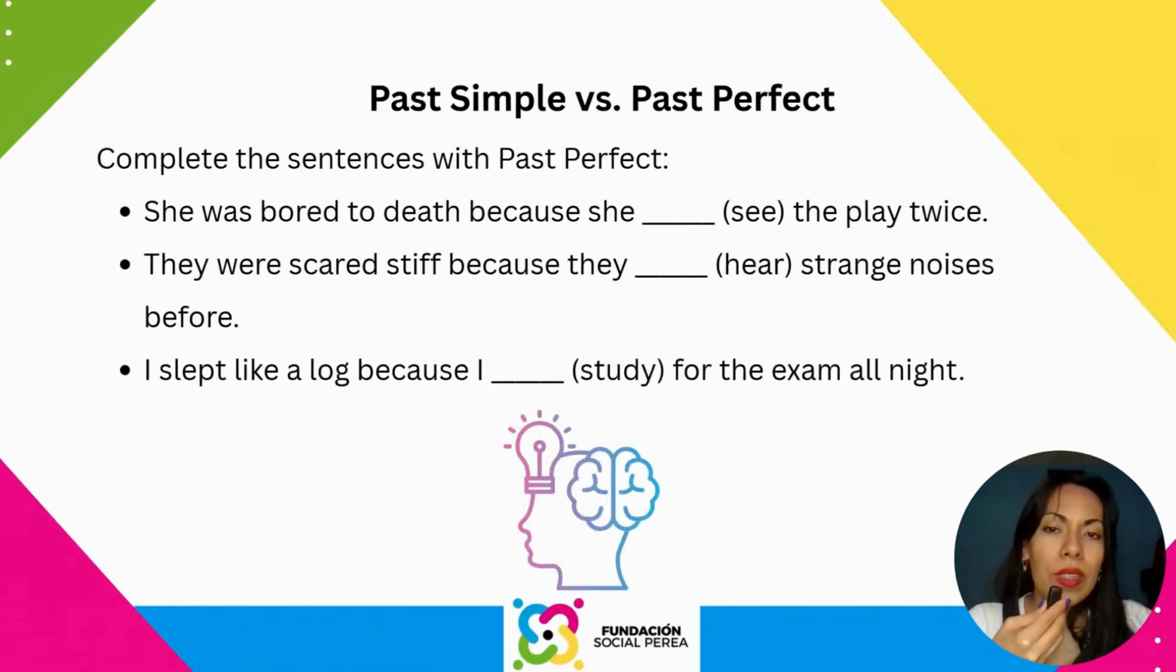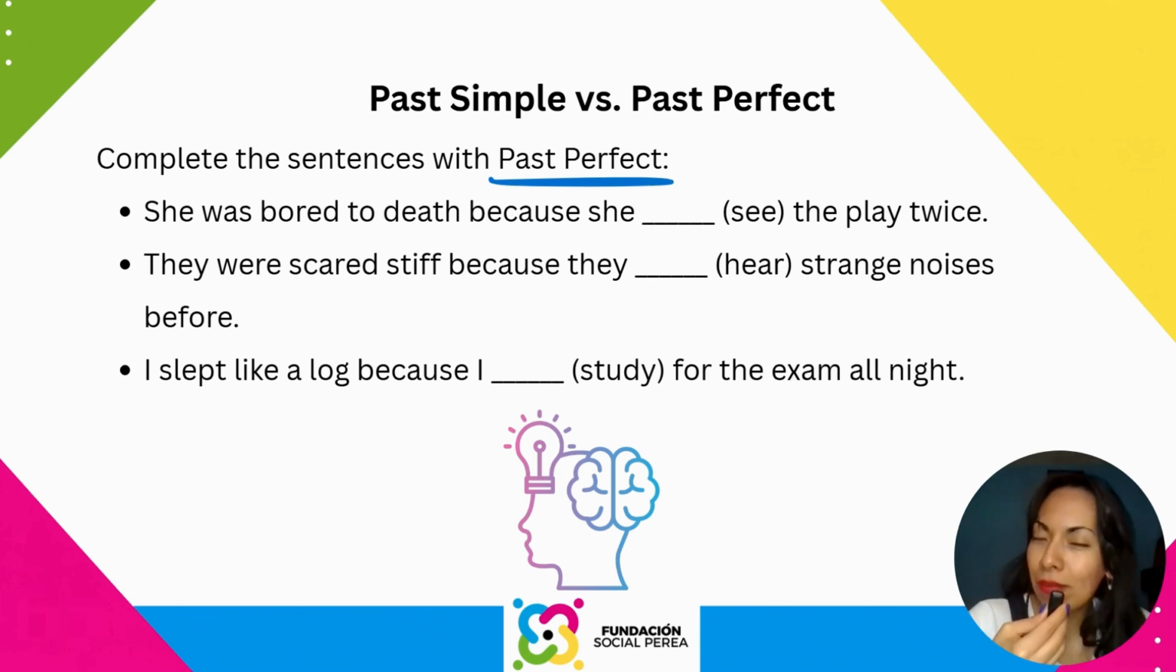Here we're going to try to do some exercises. Complete the sentence with past perfect. "She was bored to death because she see the play twice." "They were scared stiff because they hear strange noises before." "I slept like a log because I studied for the exam all night." So come on, guys, try to analyze what the right answer will be. In fact, the exercise is pretty simple because you just need to conjugate using the past perfect. If possible, try to write your answers on a piece of paper.